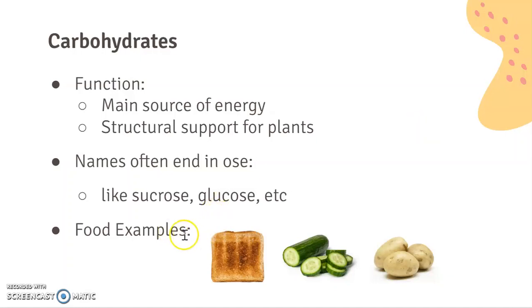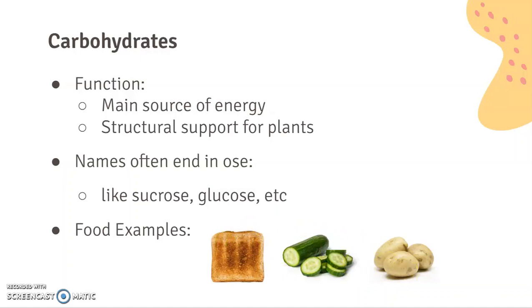Okay? Some examples of what we consume that contains carbs. We've got bread, cucumbers, and potatoes. Those are going to be ones that contain carbs. These also contain other macromolecules. I'm not saying that these just contain carbs, but this is kind of what you could use as a reference because the majority does contain carbohydrates.